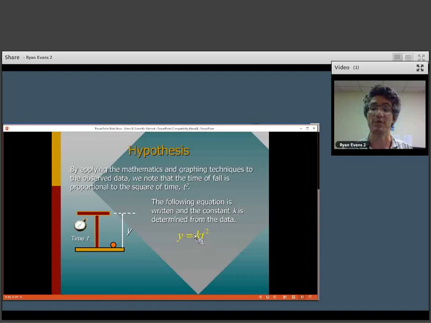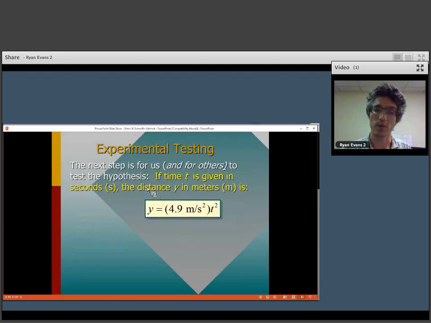We often represent constants with a lowercase italic letter. So k equals 4.9 meters per second squared, our constant. And now we can use this equation to test. Right? The next step is to test the hypothesis. If time is given, we should be able to determine the distance that the object fell. Or if distance is given, we should be able to determine how long it will take that object to fall from the top of the height to hit the ground.